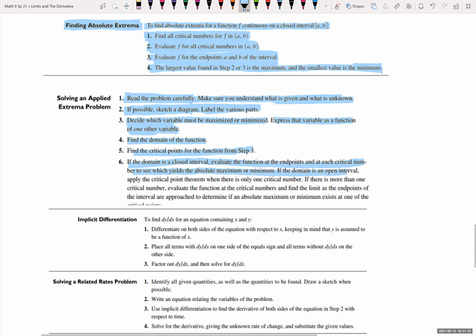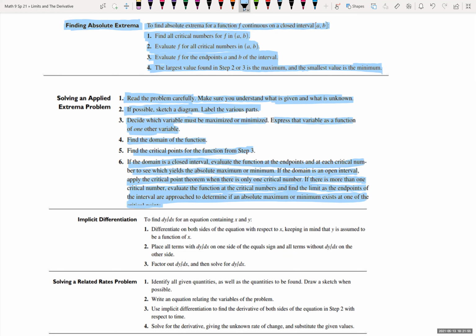If the domain is an open interval, apply the critical point theorem when there is only one critical number. If there is more than one critical number, evaluate the function at the critical numbers and find the limit as the endpoints of the interval are approached, to determine if the absolute maximum or minimum exists at one of the critical points.